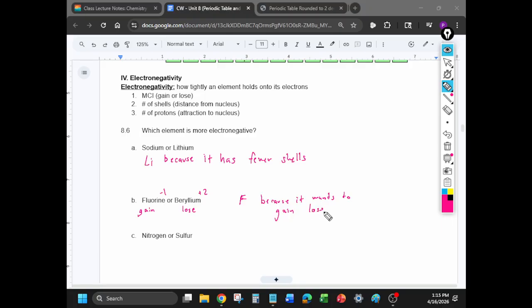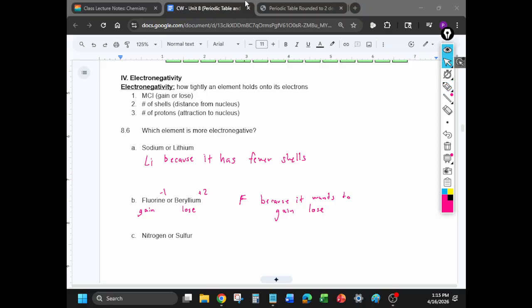I know it's a little counterintuitive. I know minus means gain, plus means lose, but just keep that in mind. Electrons are negative things. So if you get more negative things, you become more negative. If you lose negative things, you become positive.